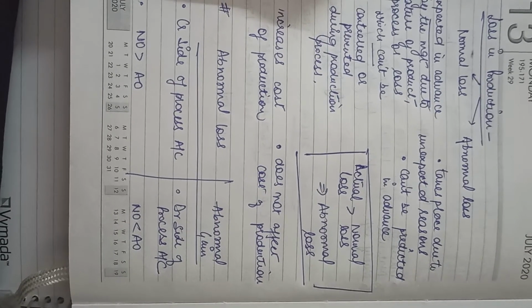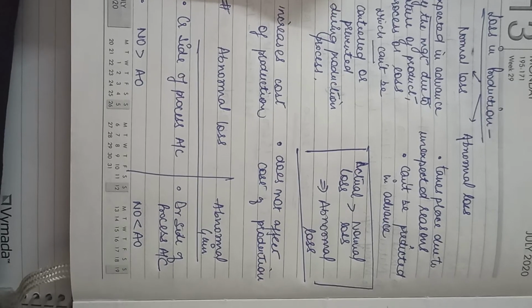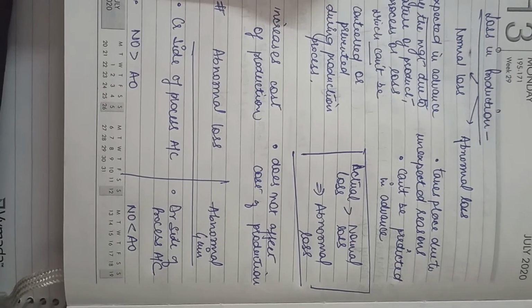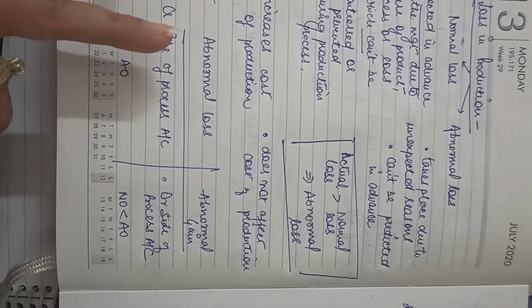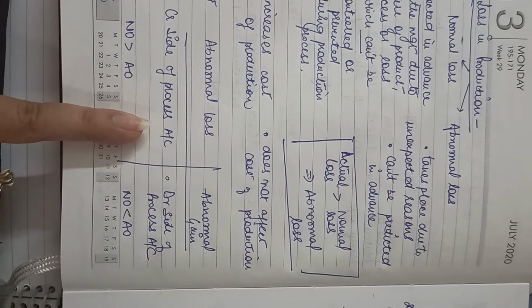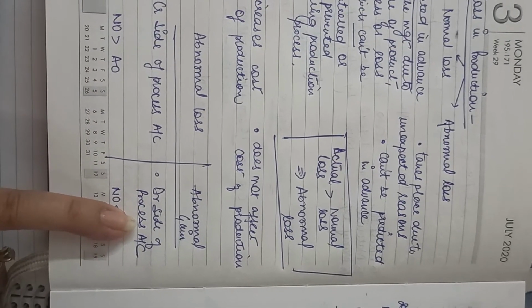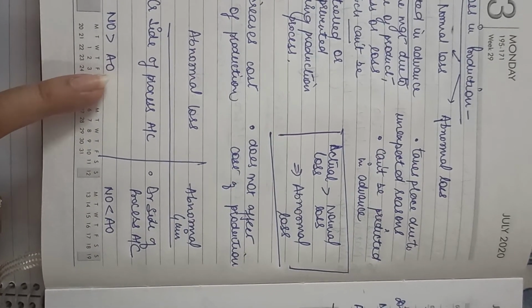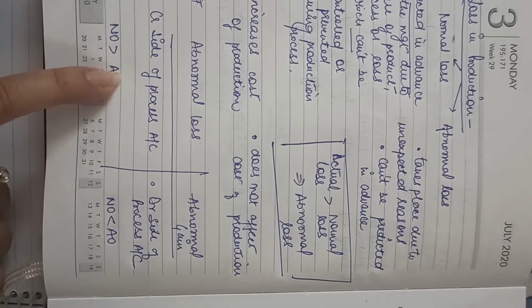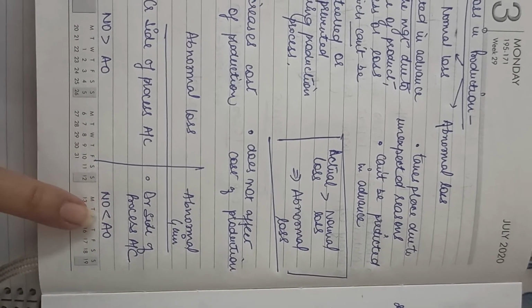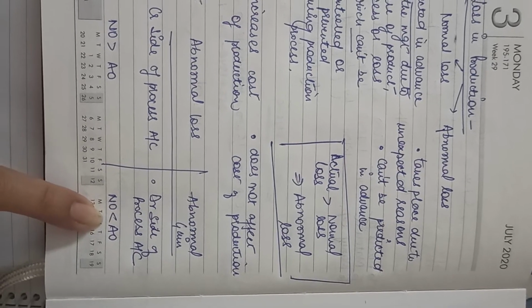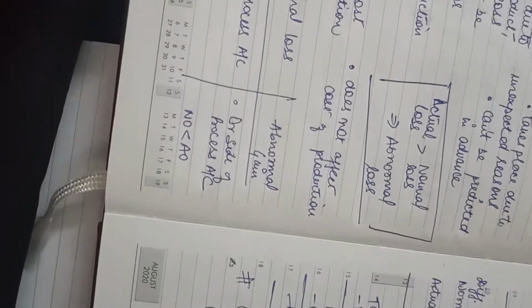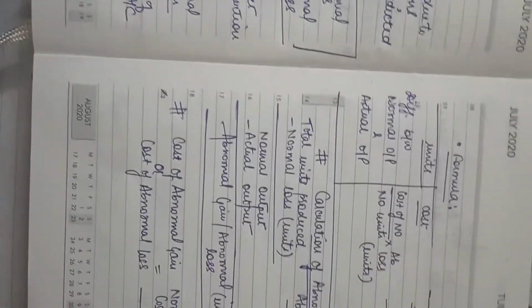Now we have gone through the basic concept of normal and abnormal loss. Now let us see how it has to be treated in the practical. Abnormal loss is placed on the credit side of the process account. Abnormal gain is placed on the debit side of the process account. Abnormal loss is treated only when the normal output is more than the actual output, and abnormal gain is when the normal output is less than the actual output.